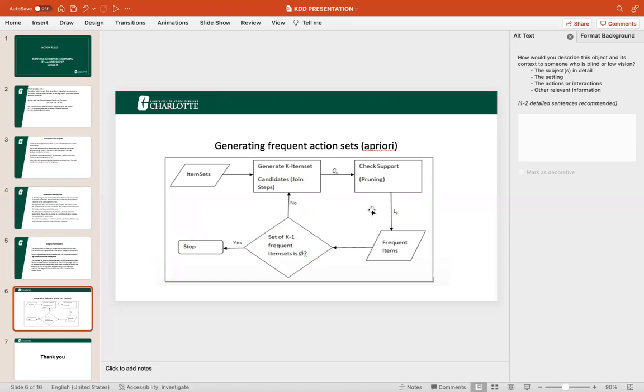Compare S with the minimum support and get a set of frequent k item sets. If the candidate set is null, for each frequent item set l, generate all non-empty subsets of l. And the next step is, for every non-empty subset s of l, output the rule s implies l minus s, if confidence C of the rule is at least the minimum confidence. If the candidate set is not null, then again go to the join step.